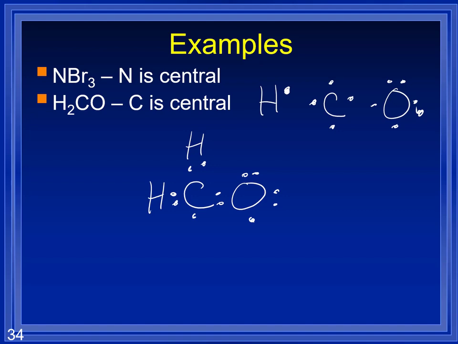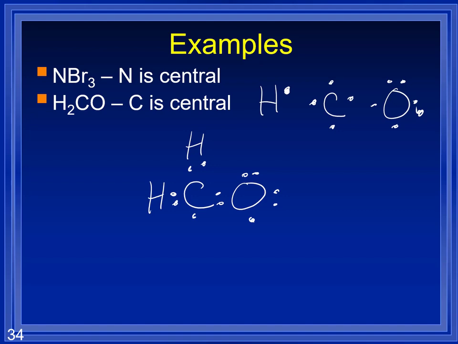Am I done? Well, the H's are done. The H's are happy, because with 2 dots, hydrogen looks like helium. So the hydrogens are done. But my carbon only has 7 dots around it, and my oxygen only has 7 dots around it. So those 2 aren't done yet. What do I do?